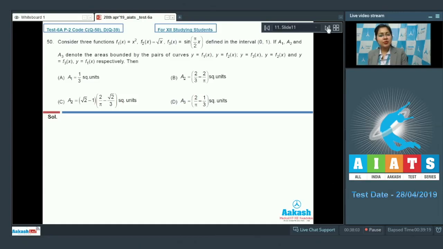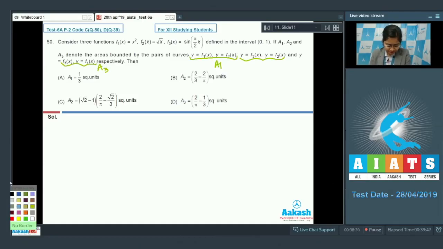Next, let us discuss question number 50, which says: consider three functions f1(x) = x square, f2(x) = root x, f3(x) = sine(pi x by 2), defined in the interval 0 to 1. If A1, A2, A3 denote the areas bounded by the pairs, A1 is the area bounded by these ones, and A2 is the area bounded by these ones, and A3 is the area bounded by these ones. So we have to find their respective values.